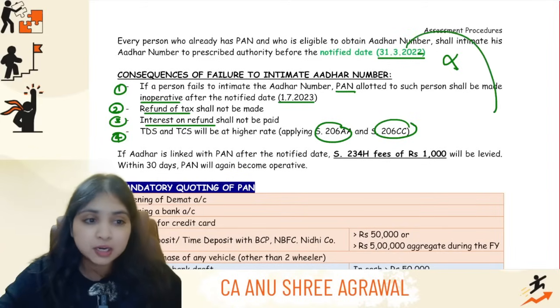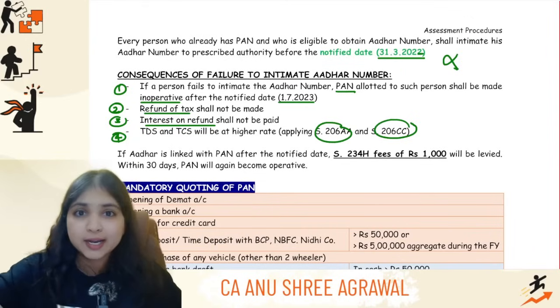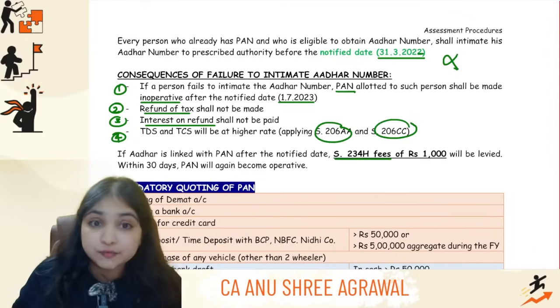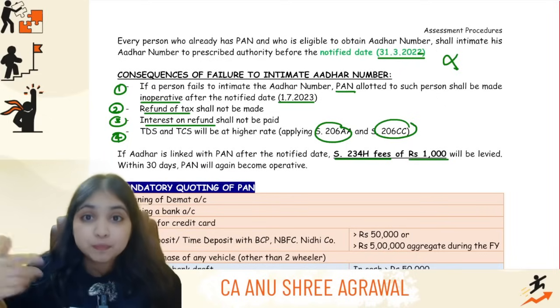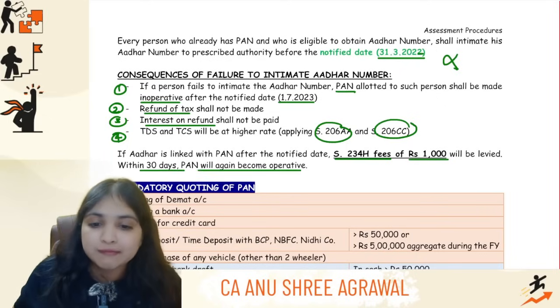Okay. Now after 31st March 2022, today, if you go to interlink your PAN with your Aadhaar, you can interlink, but you will have to pay 234H fees. How much? 1000 rupees. So once you pay this fees and interlink your PAN with your Aadhaar, within 30 days your PAN will become operative again.